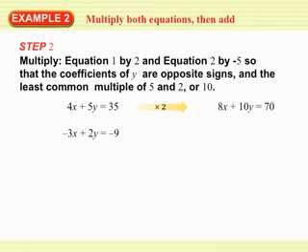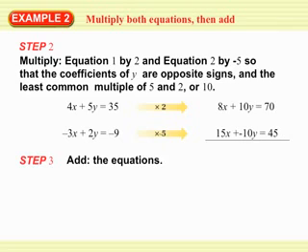I'm going to multiply the first equation through by 2. That'll give me 8x plus 10y equals 70 for the first equation. And I'm going to multiply through the second equation by -5. When I multiply it through by -5, I get 15x plus -10y equals 45. Notice that I've created this matched pair of variables, positive 10y in the first equation and negative 10y in the second. Now I can simply add these two equations together and the y terms will drop out.